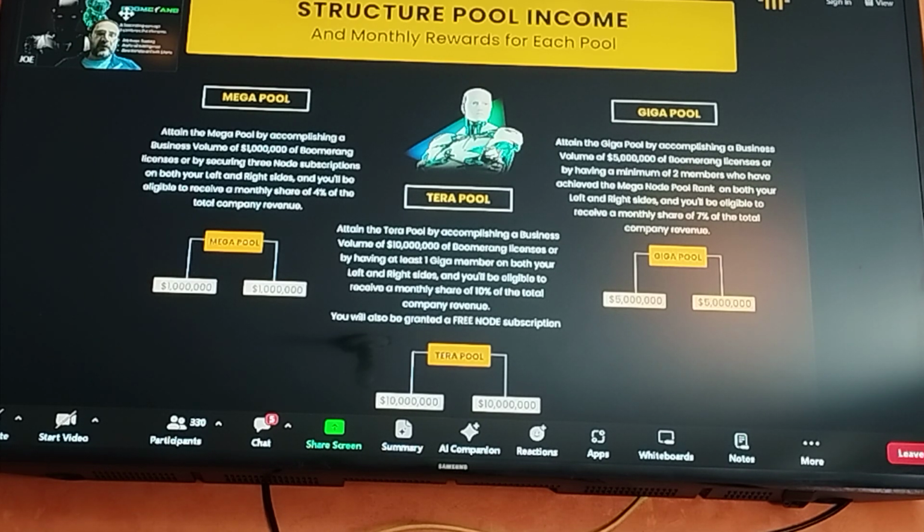And to achieve Terrapul, when you do a business volume of $10 million for Boomerang licenses on your left and right, or have at least 1 giga member on your left and right, you'll be eligible to receive a monthly share of 10% of the total company revenue. Plus, you will be granted a free node subscription. So you don't even need to have a node to achieve a node. Purely for your contribution, you will get a node.